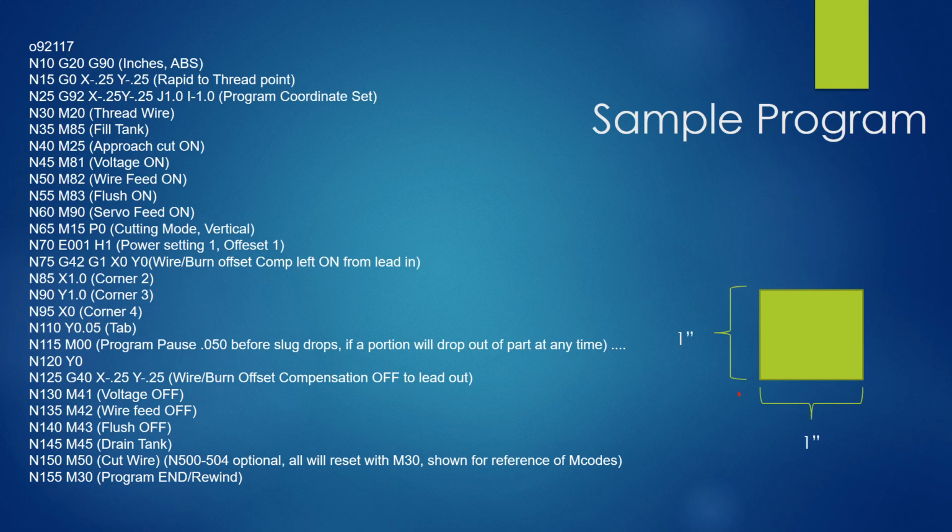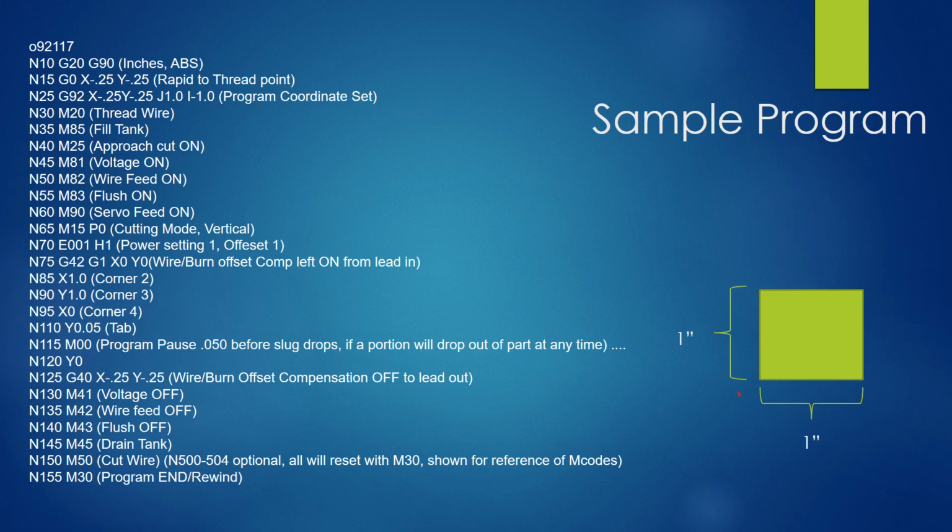We're going to turn on that M25 we talked about in the last program, where we turn the approach cut on so that it reduces the amount of pressures and voltages so it eases into the part, and then once we're fully engaged in the part again, it'll cut differently.